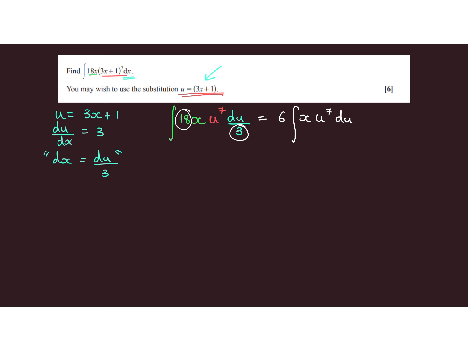And of course, at the moment, I can't integrate this because there's a u here, there's an x here, which will cause me a problem. So what I need to do is go back to the fact that u equals 3x plus 1 and rearrange this so I can see that x is equal to u minus 1 over 3. And then I can replace x in the integral with u minus 1 over 3.